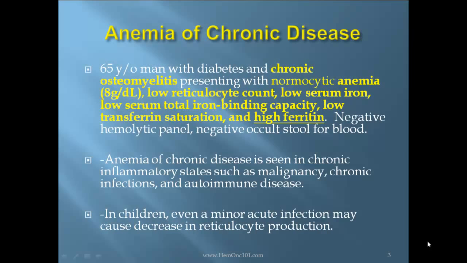Anemia of chronic disease is seen in chronic inflammatory states such as malignancy, chronic infections, or autoimmune diseases. In children, even a minor acute infection may cause a decrease in reticulocyte production.